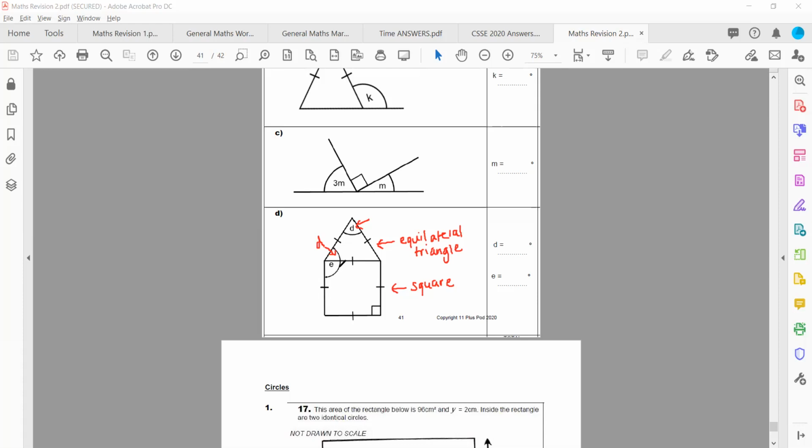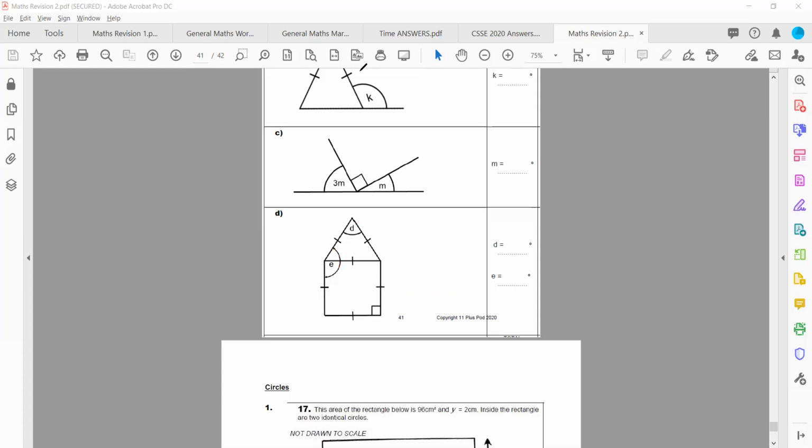And E is one of your angles from your square. And angle E is the sum of this angle here and this angle here. So you should be able to work out where the E is the angle for the square, but the E actually refers to this whole angle here. The sum of this angle here and this angle here will give you your value for E.